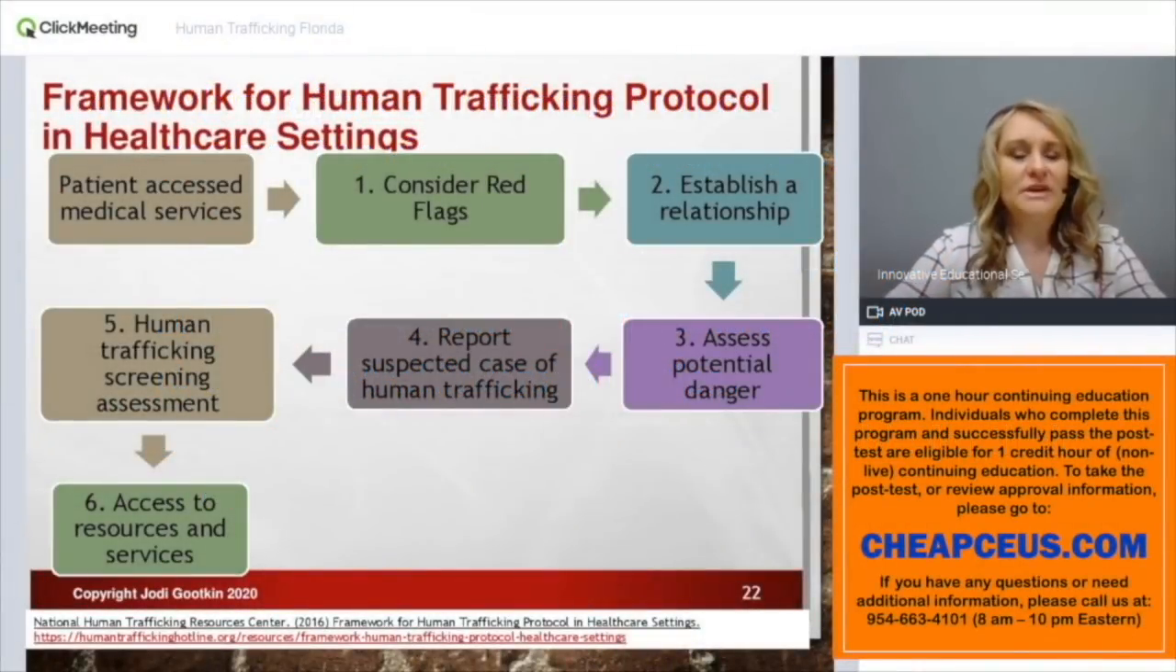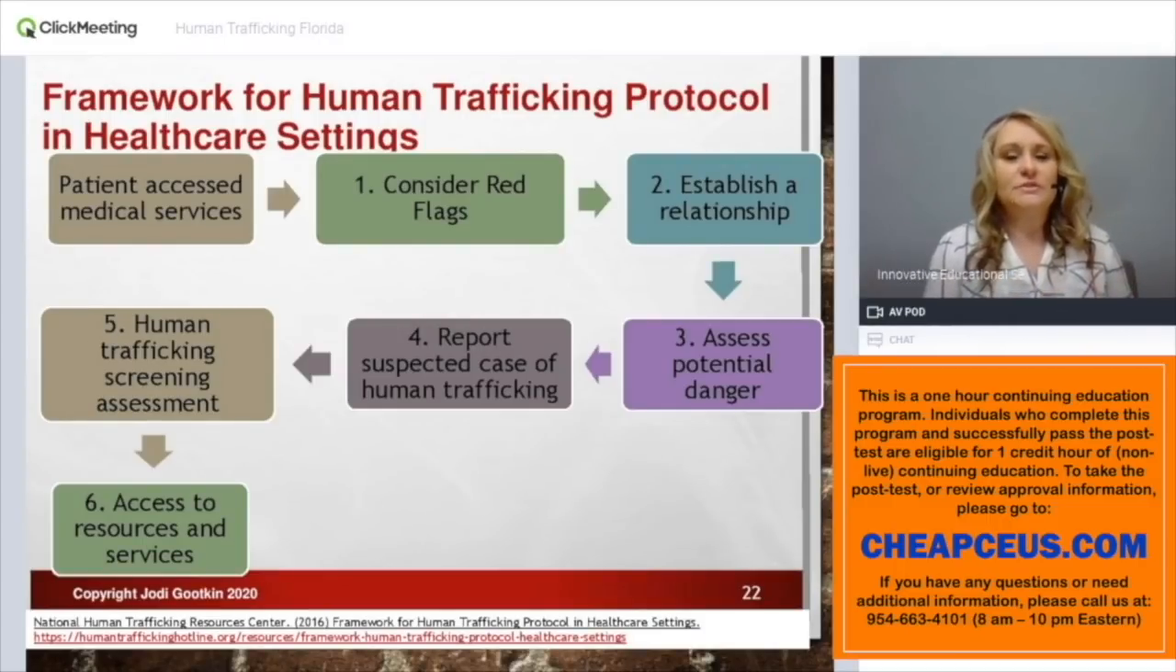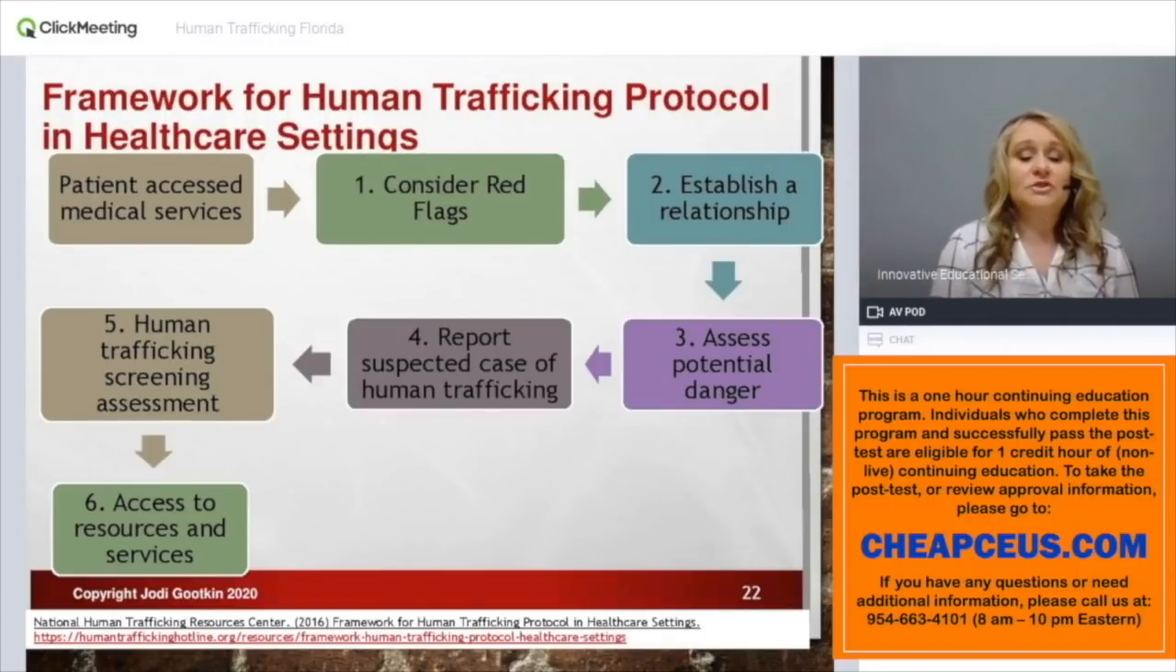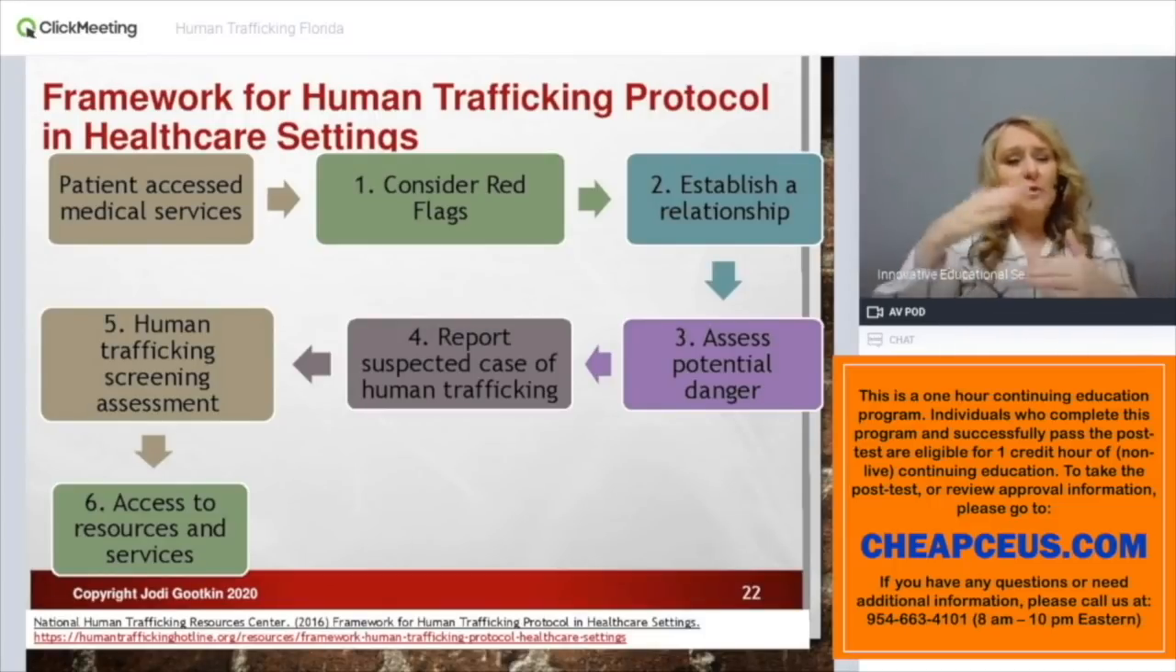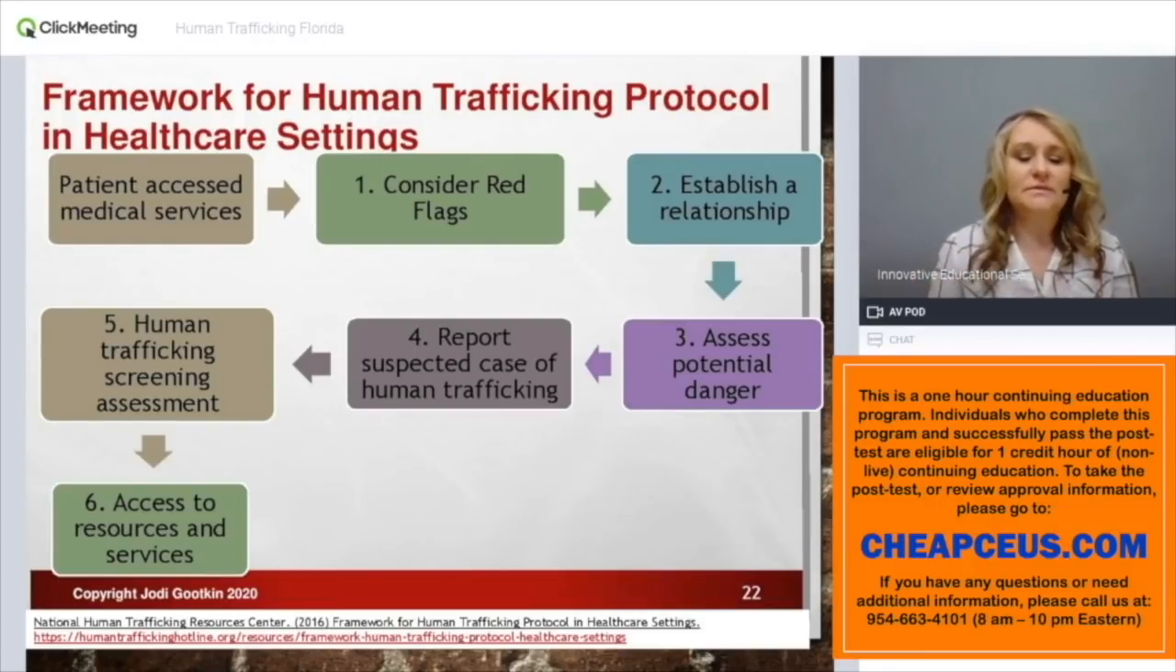The different protocols that have been developed take into consideration what I just mentioned about the victims: they are not the criminal, their trafficker is, and they have specific needs. So there's a framework established by the National Human Trafficking Resource Center for individuals in healthcare to help us think through the process of how to identify and assist these victims.